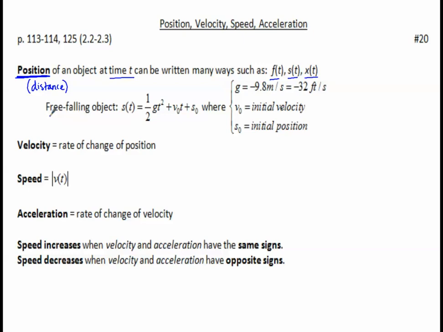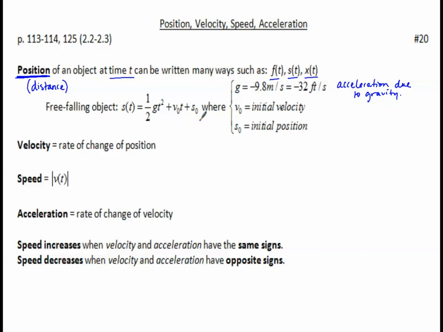Sometimes you need an equation for a free falling object. That looks like this: s of t equals 1/2 g times t squared plus v sub naught t plus s sub naught, where g is the acceleration due to gravity. That's what this is, acceleration due to gravity, and the values are listed here, negative 9.8 meters per second squared or negative 32 feet per second squared. The v sub naught is the initial velocity, v at time 0, and s sub naught is s at time 0, the initial position. So this may be needed to work some problems from time to time.